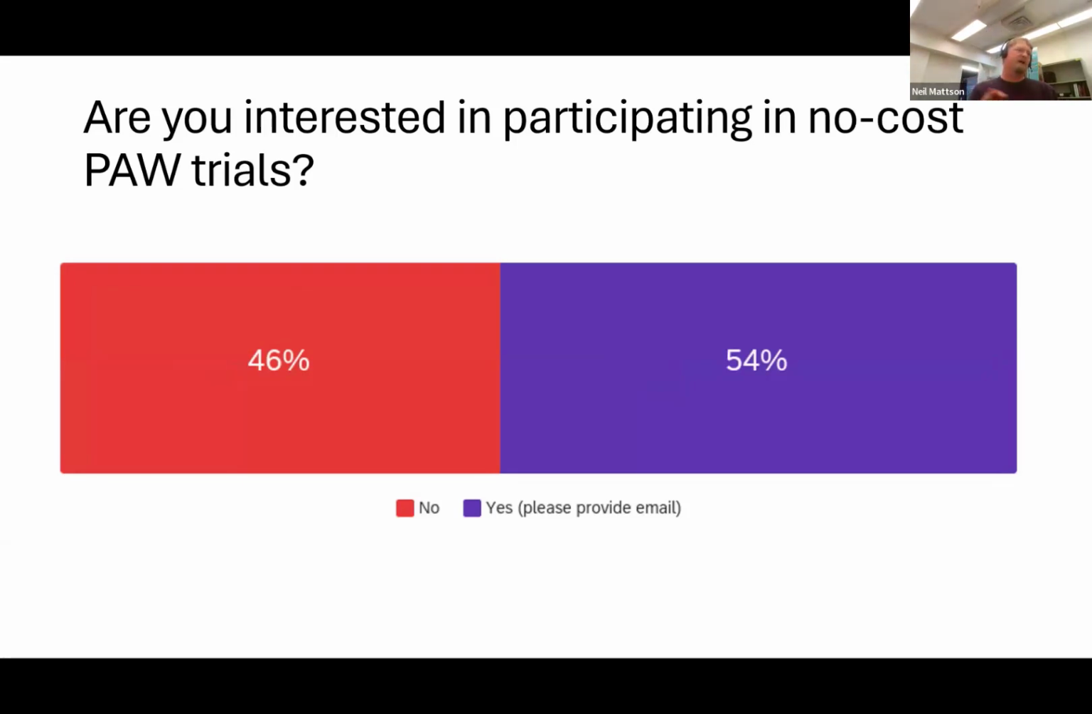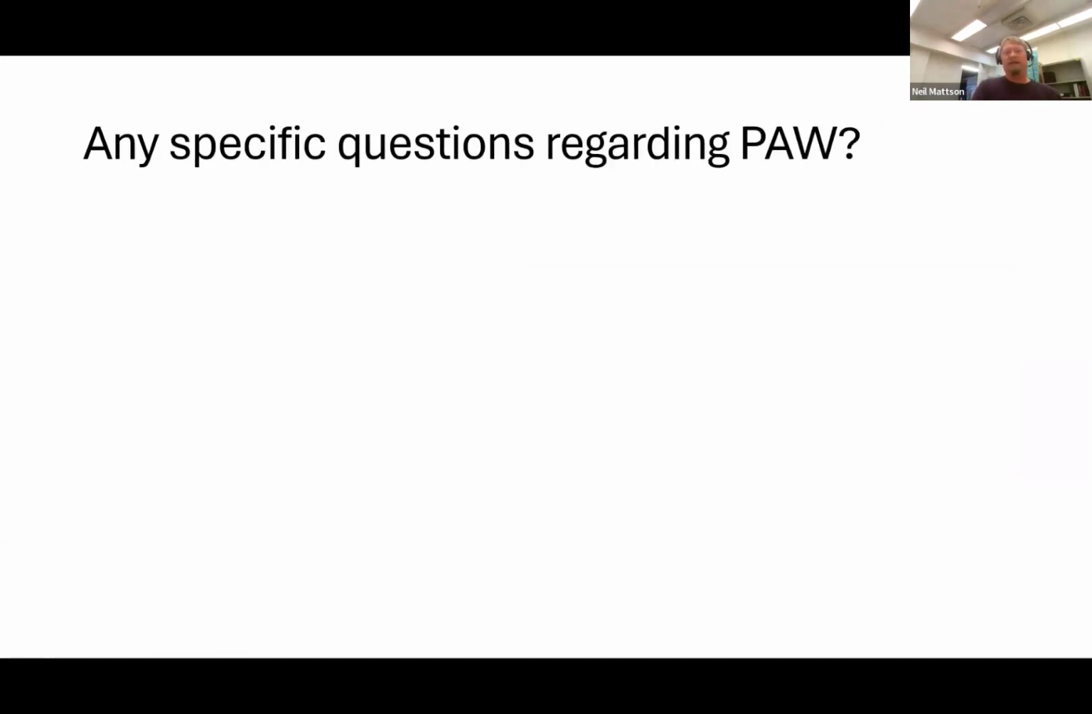And then we also asked if folks were interested in participating in no-cost PAW trials, and that is written into, Christian mentioned the 4 different projects that involve PAW. We have on-site trials with growers as objectives in many or most of those projects. So this is really helpful for us that 54% were indeed interested in that.